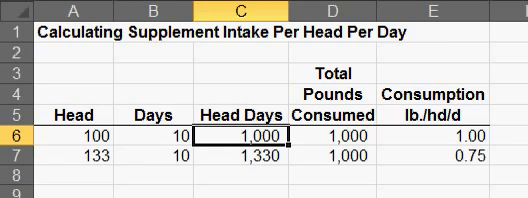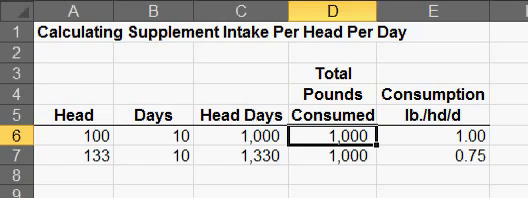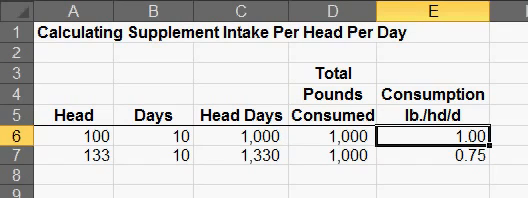And then we have head days in the next column, which is just the number of head times the number of days. So 10 times 100 is 1,000. Next column here is the total pounds consumed. I'm going to say 4 250-pound barrels of Crystalyx in this situation, so that's 1,000 pounds. Now to calculate the consumption in pounds per head per day, we just divide the total pounds consumed by the head days, which is 1,000 divided by 1,000 is 1 pound. So 1 pound per head per day.